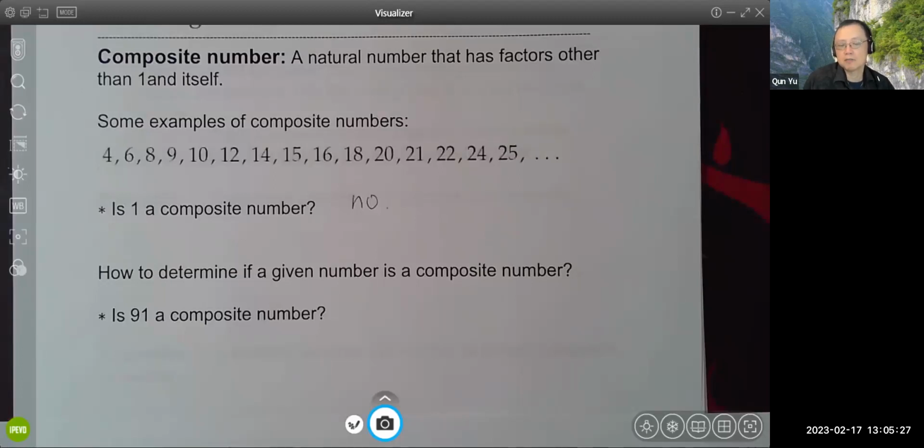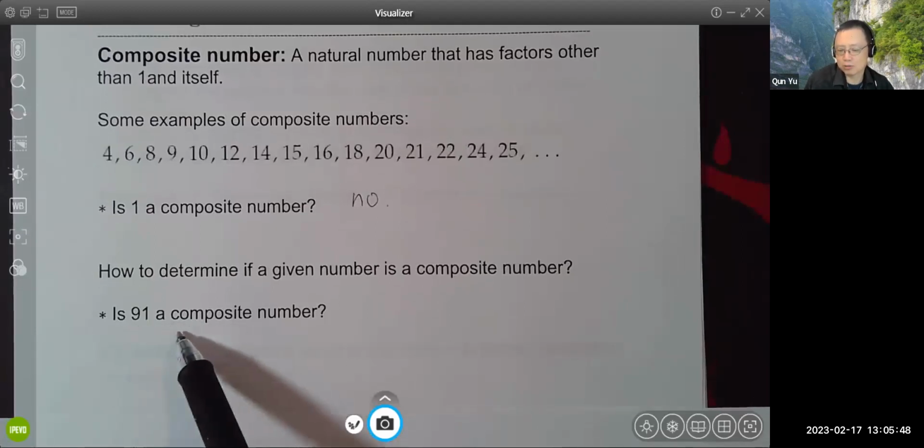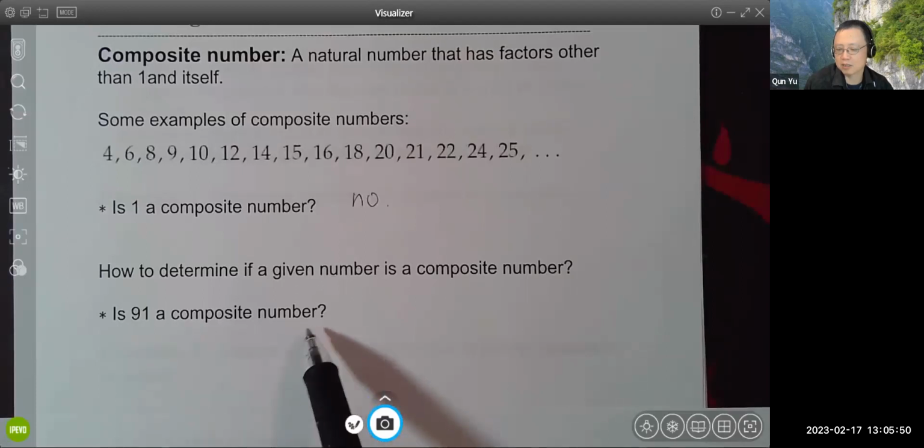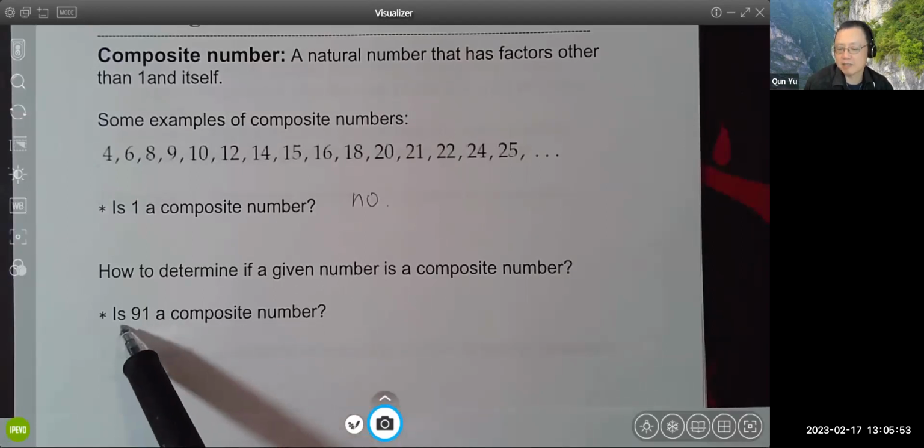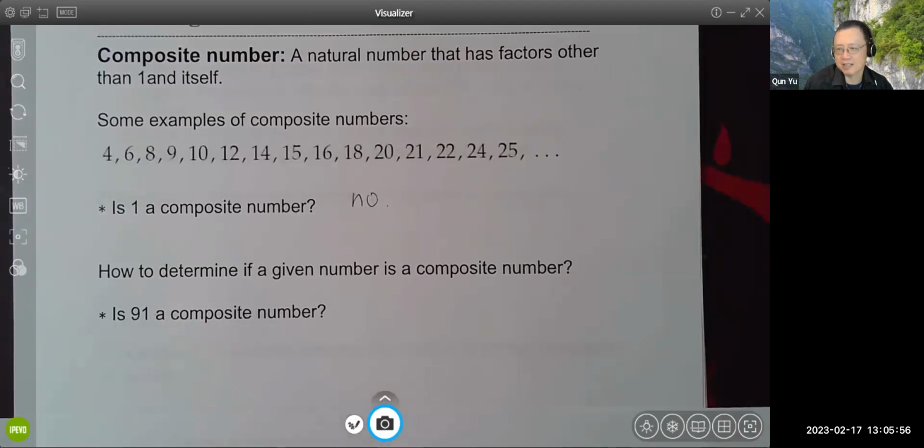In other words, if you have a composite number, it will be divisible by a prime number other than 1 and itself. It will be divided by another prime number other than 1 and itself. So what's the indication? This just tells us how to determine if a given number is a prime number or not. We do that by dividing this number by prime numbers only, because if it's a composite number, it will be divisible by a prime number other than 1 and itself.